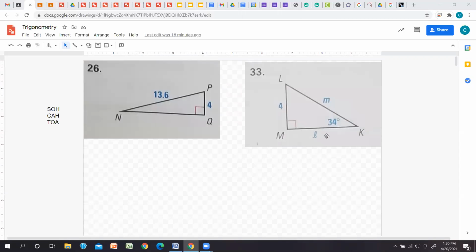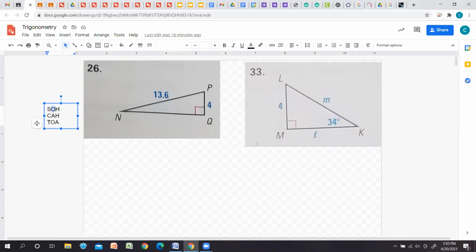All right. So for each of these, for number 26, I'll be solving this triangle, so finding the missing side and the angles. And for this one, I'm going to find M and L. So first, remember that we have three trig functions: sine, which is opposite over hypotenuse, that's the ratio; cosine, which is adjacent over hypotenuse; and tangent, which is opposite over adjacent.